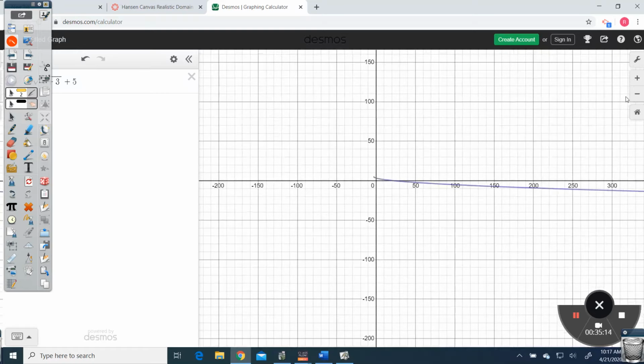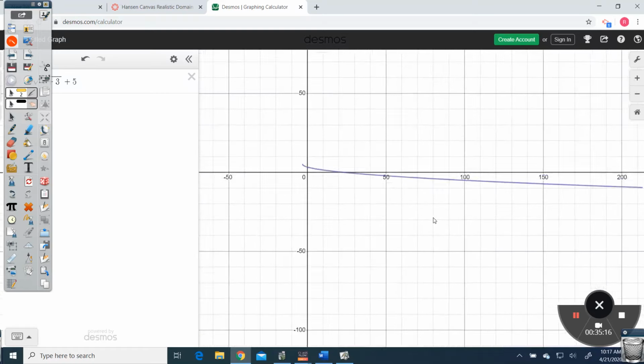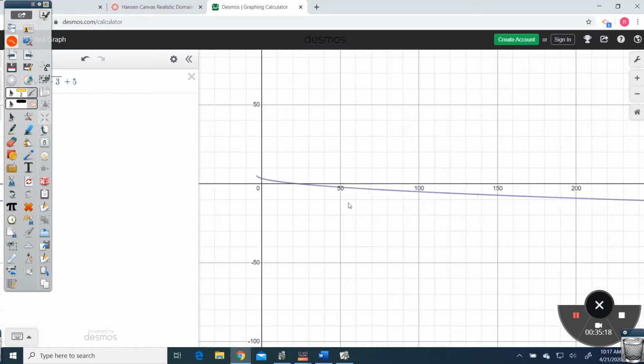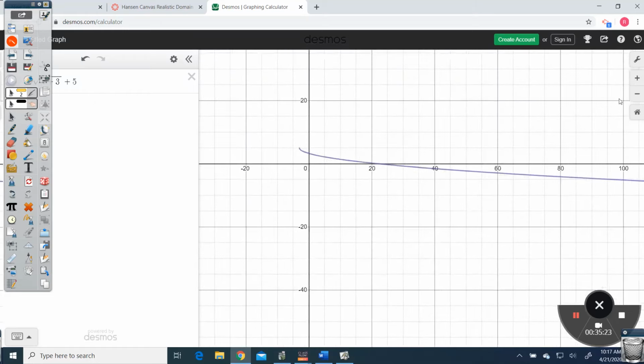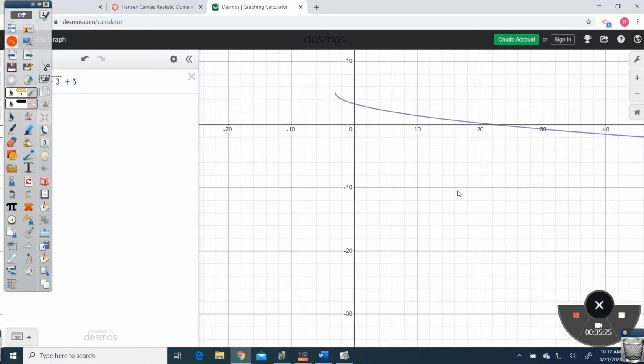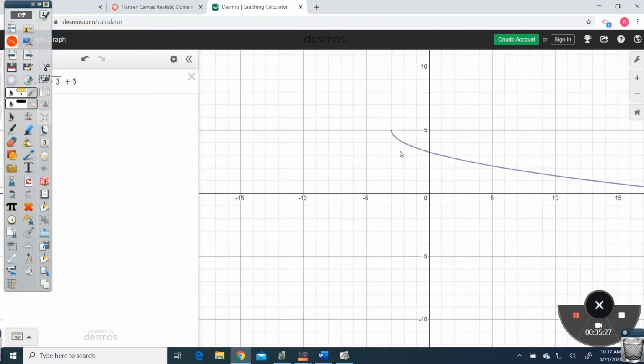But I just wanted you to see that it's going down all the time. It's just slowly going down. But it does not go above 5. And it does not go to the left of -3. So it doesn't go left of -3, and it does not go above 5.